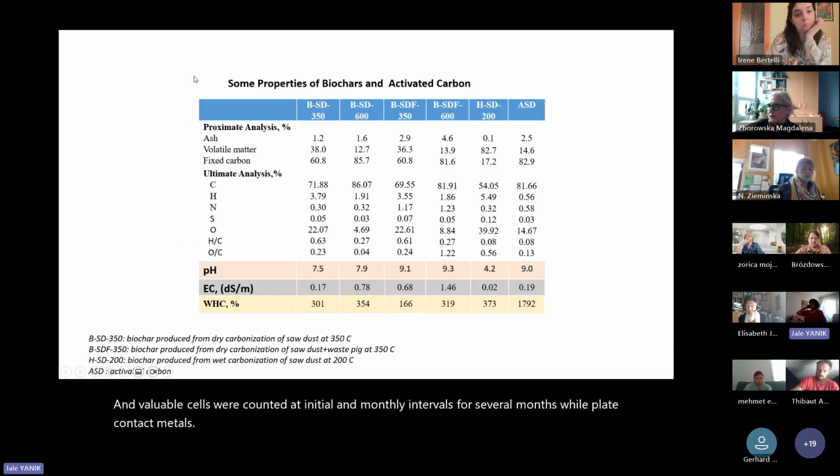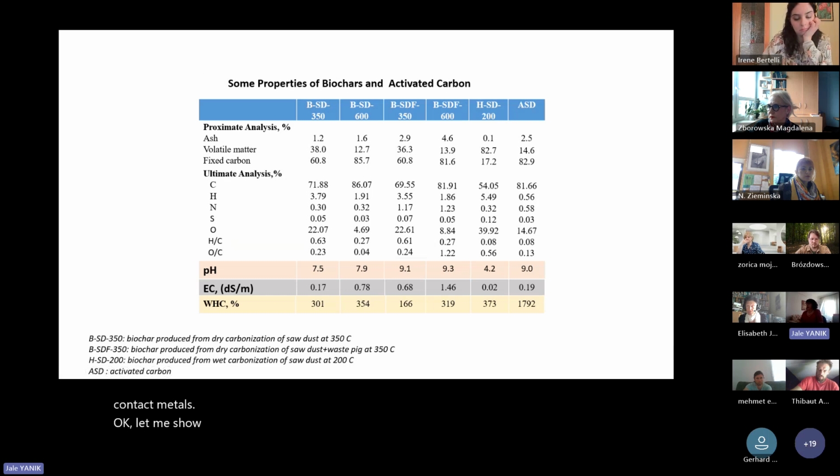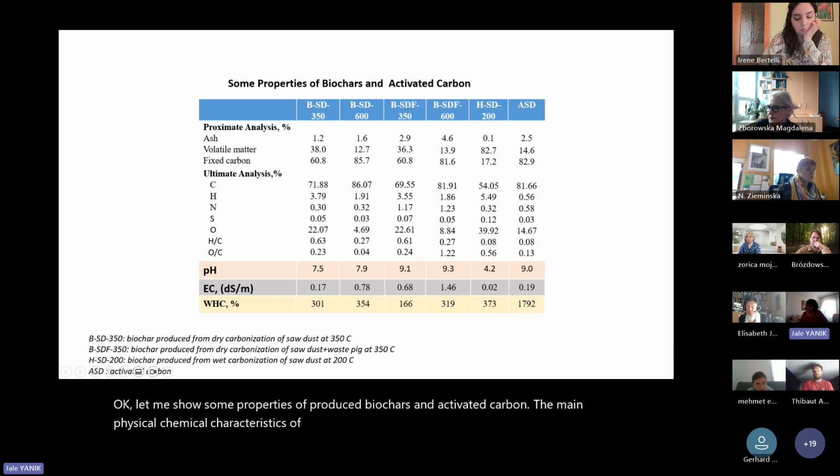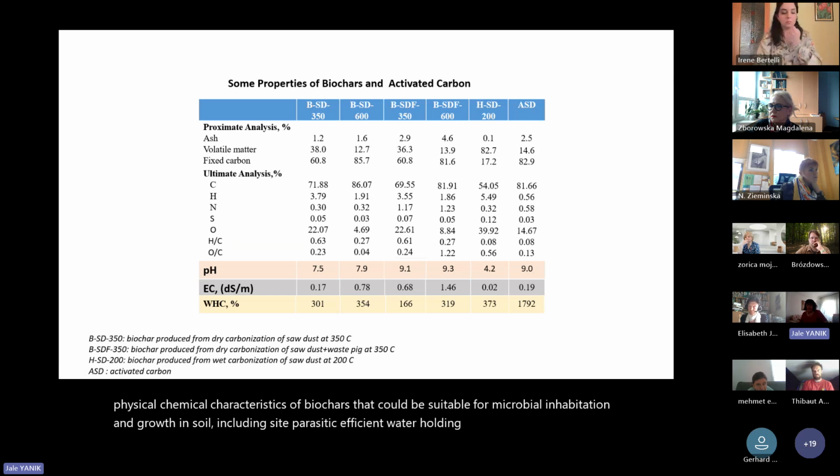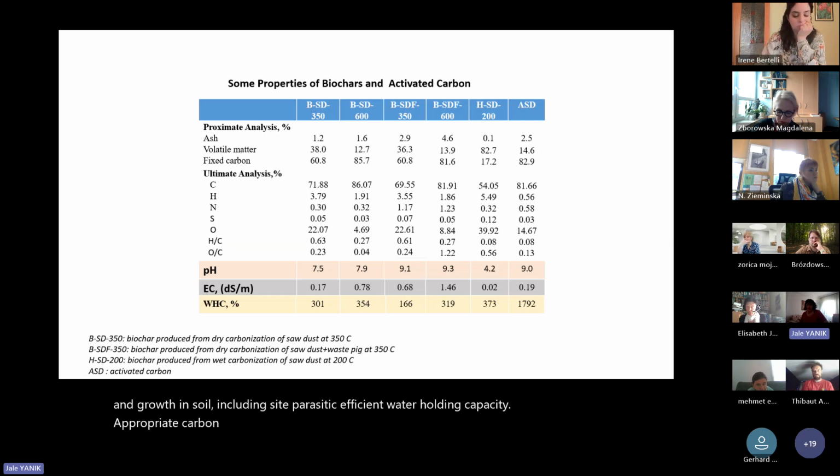Okay, let me show some properties of the produced biochars and activated carbon. The main physical-chemical characteristics of biochars that would be suitable for microbial inhabitation and growth in soil include high porosity, efficient water holding capacity, appropriate carbon content, functional groups, and nutrients. Here you see the results.